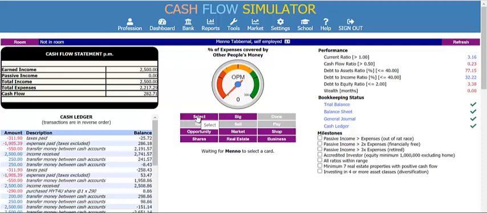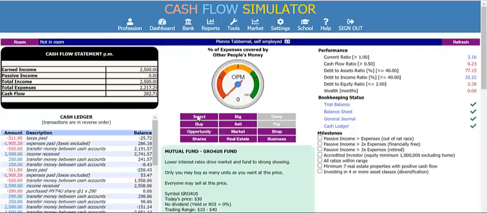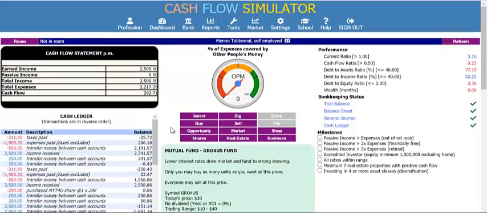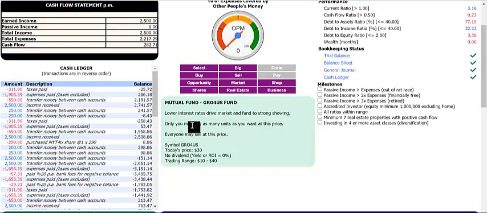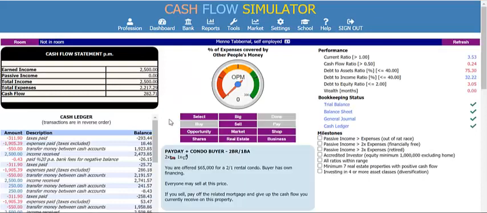So I'm going to select a card to start off with. There we go, and a card will come up. And I can then decide whether I want to buy that or sell that. I can then also do other things with it. But let's select another card until we get to, here we go, payday.